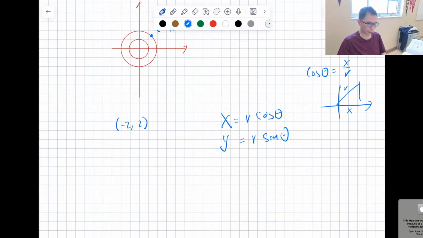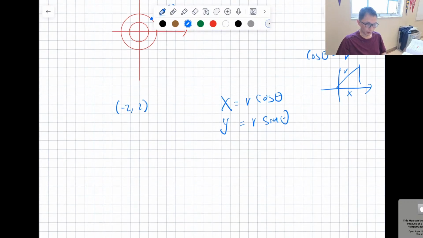So you just move the r to the other side. Now, the other one will be tangent of theta is equal to y over x, and x squared plus y squared equals r squared.